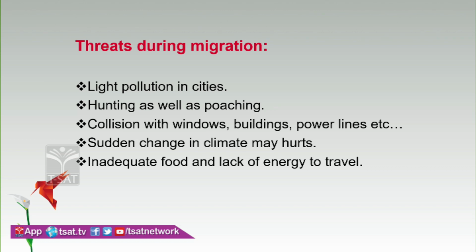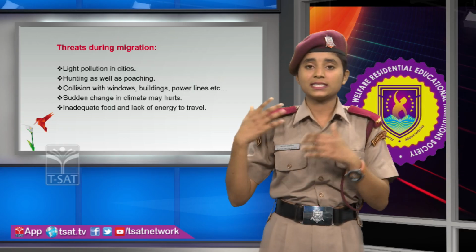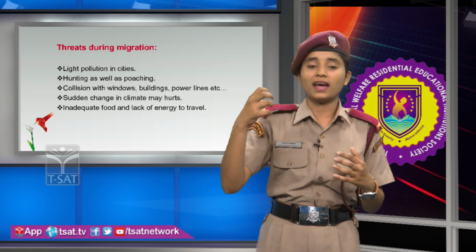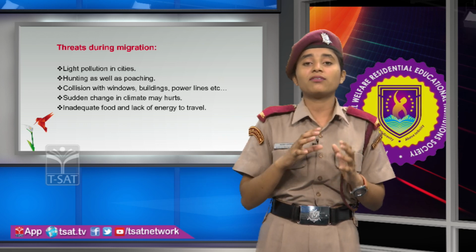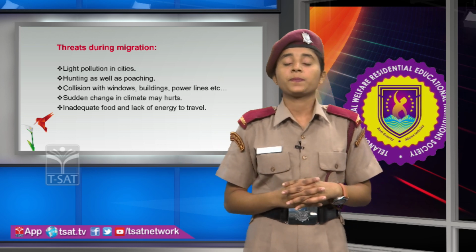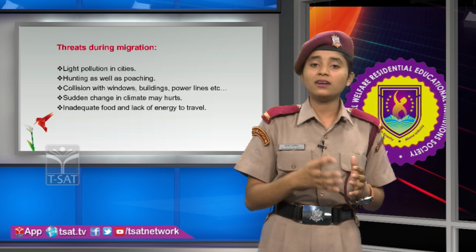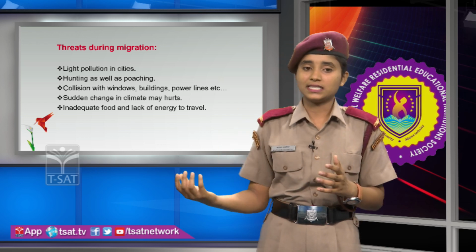Light pollution in cities. The lights present in industries and companies attract the birds, so sometimes they forget their migratory route. Hunting and poaching. Poaching is the illegal killing of an animal for its fur, ivory, etc.